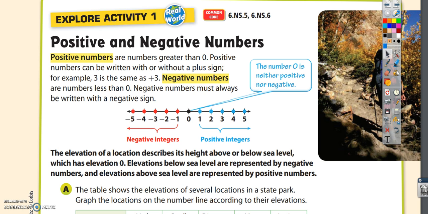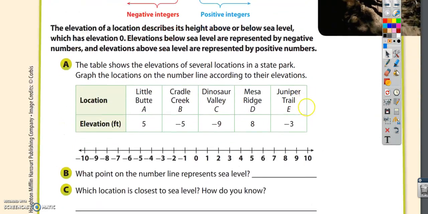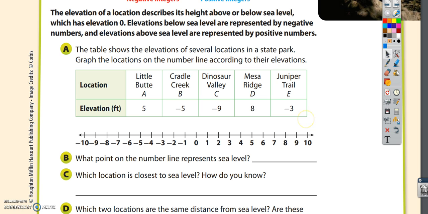So if you look at the number line here, you'll see 0 is right in the middle. Everything to the right of it is a positive sign, and they chose not to use the plus sign because you don't need to. But numbers on the left of 0 are required to have the negative sign. So we're going to go ahead and put this into practice here.